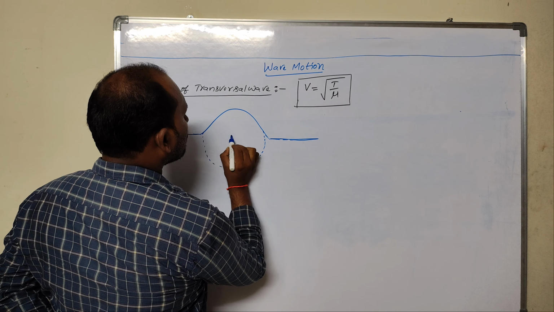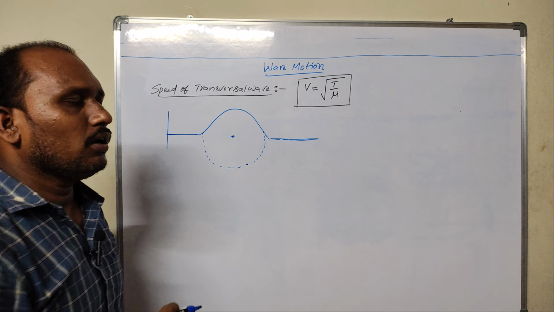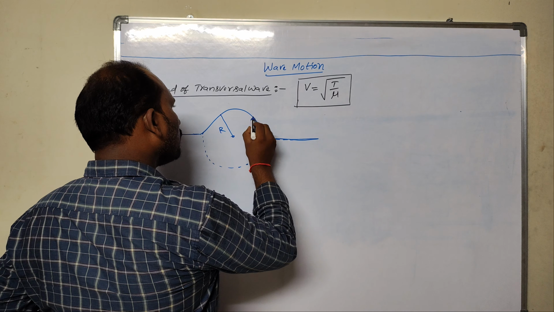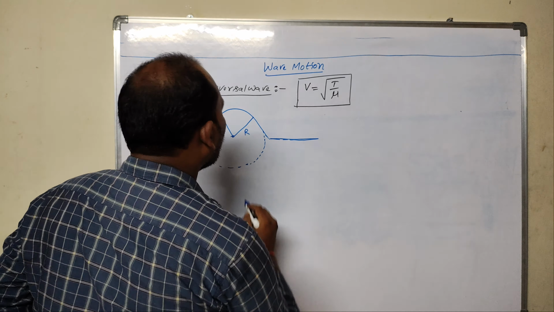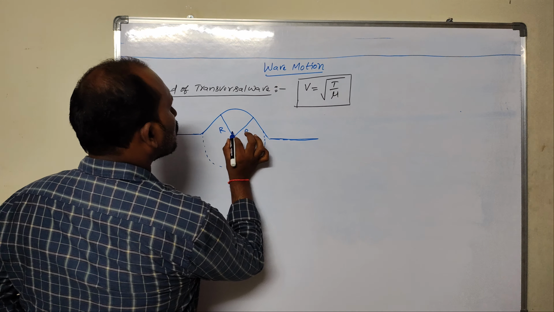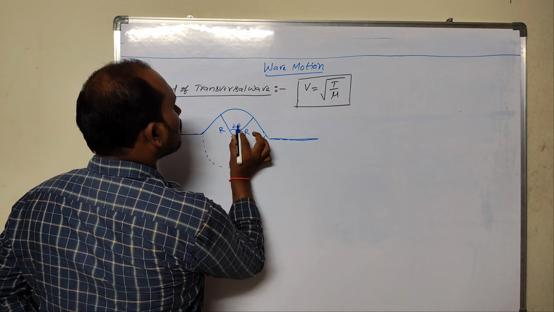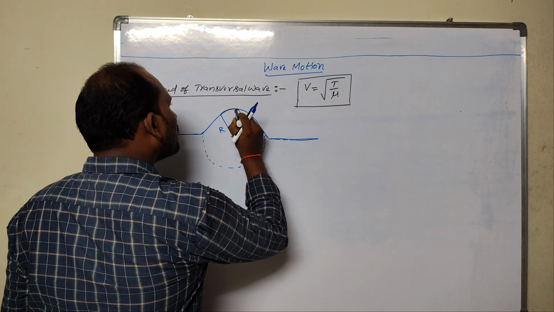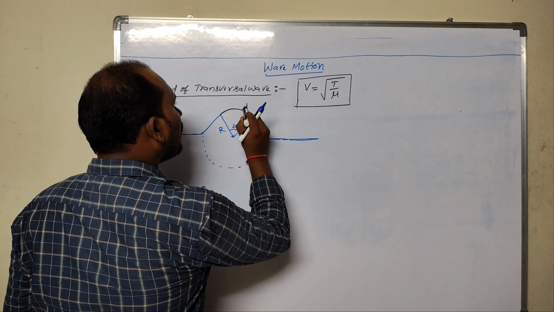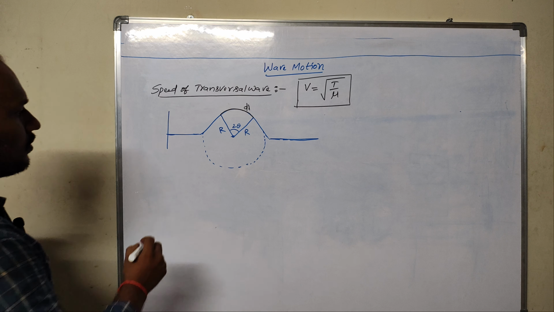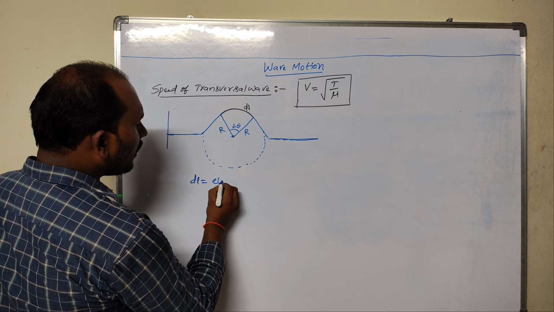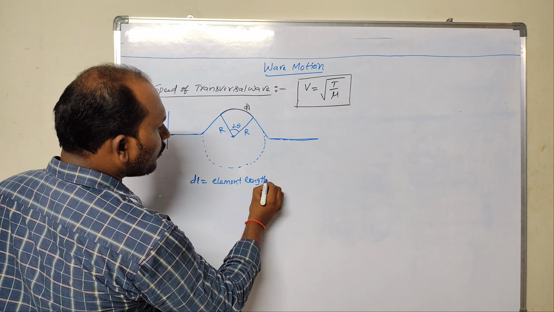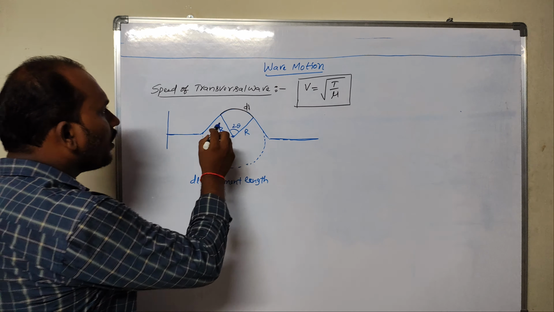Let us say this is the origin, the center of the circle, and this is the R value, the radius of the circle. Assume this angle is 2 theta. From here to here is the element length, dl. So dl stands for element length. This entire value is dl.